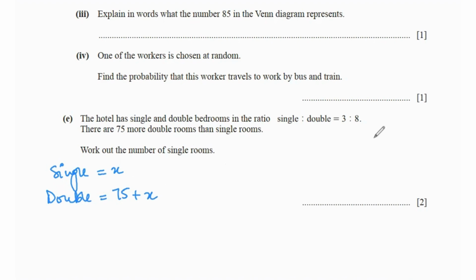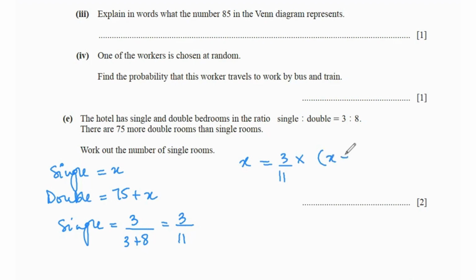What we will do is use this ratio. For single rooms, the fraction would be 3 over 3 plus 8, that's 3 over 11. To find the number of single rooms, X, which is the number of single rooms that we're assuming, equals 3 over 11 times the total, which is X plus 75 plus X. Because we have only single and double rooms. So if single is X and double is 75 plus X, the total number of rooms is X plus 75 plus X.